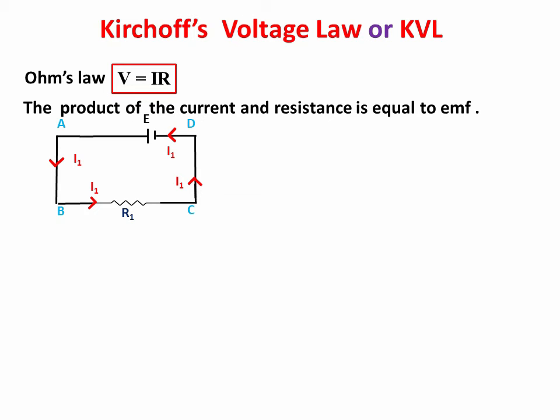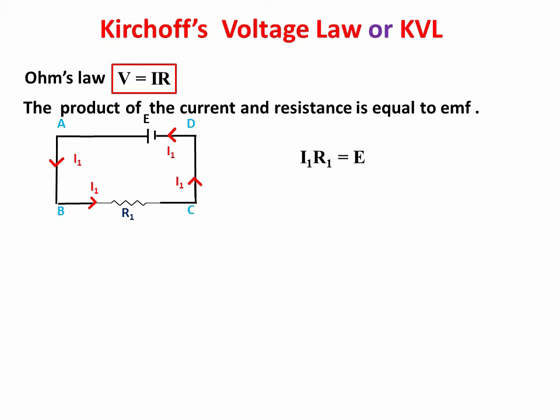So, this is a simple circuit. We can apply Ohm's law. According to this figure, here I1 is moving from the positive terminal of the battery E to the negative terminal of the battery through the resistance R1. So, there is only one current I1 flowing through R1 and reaching the negative terminal.